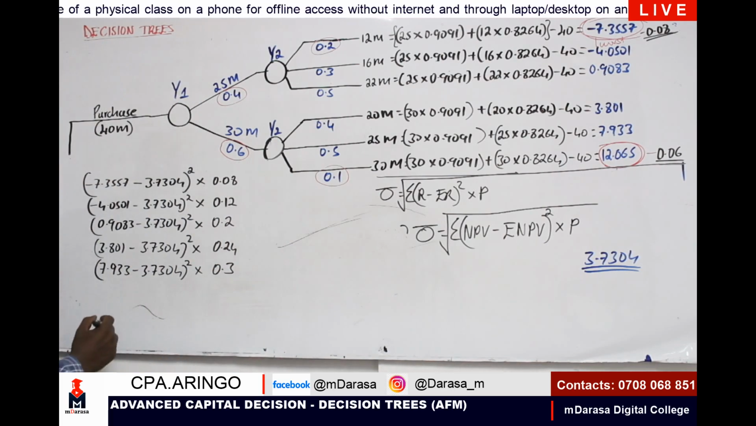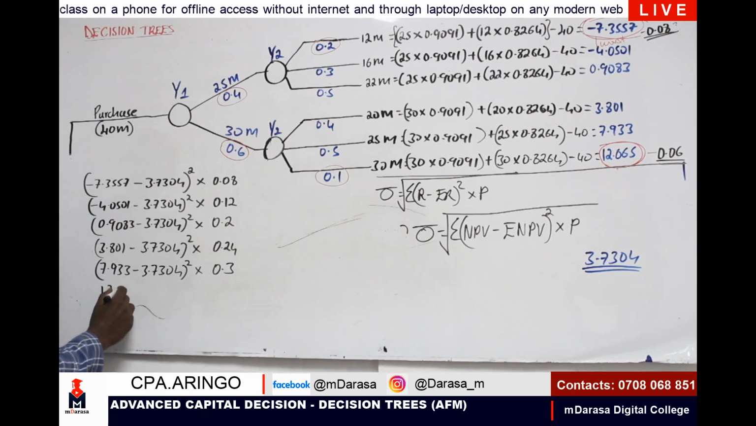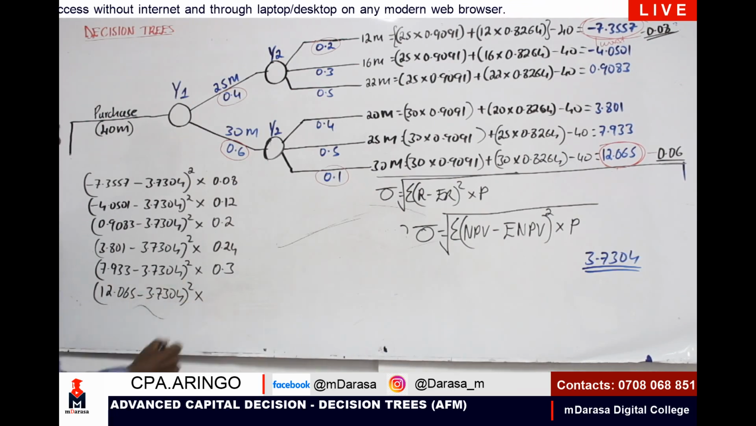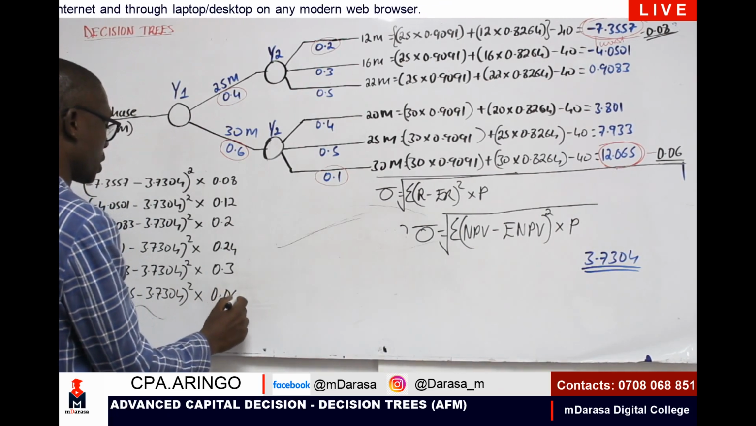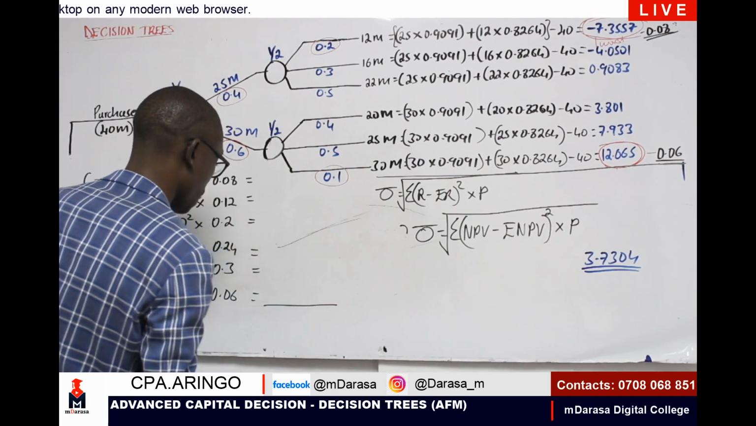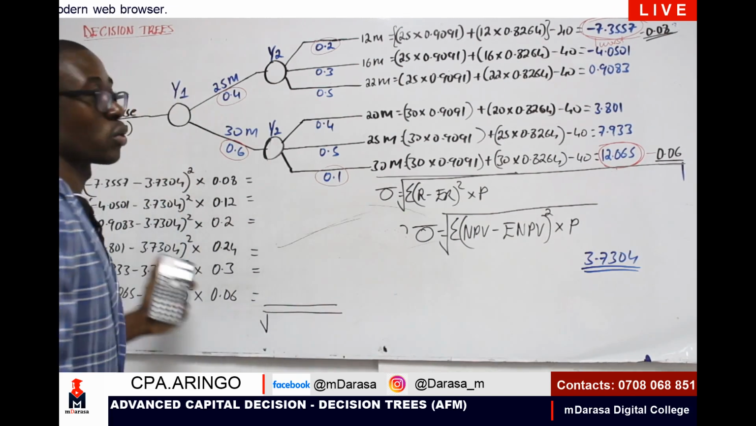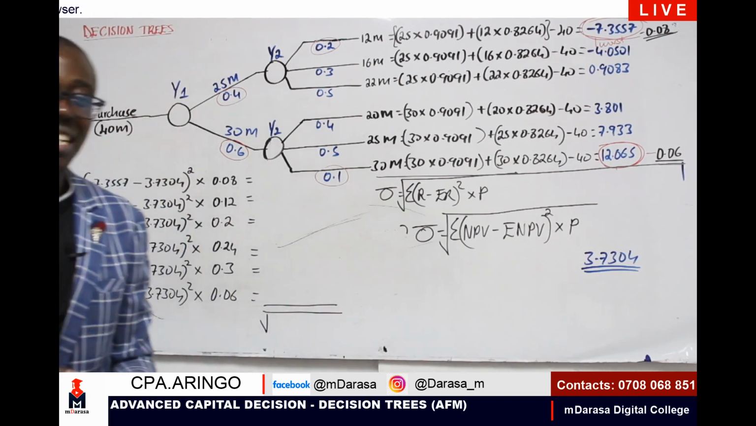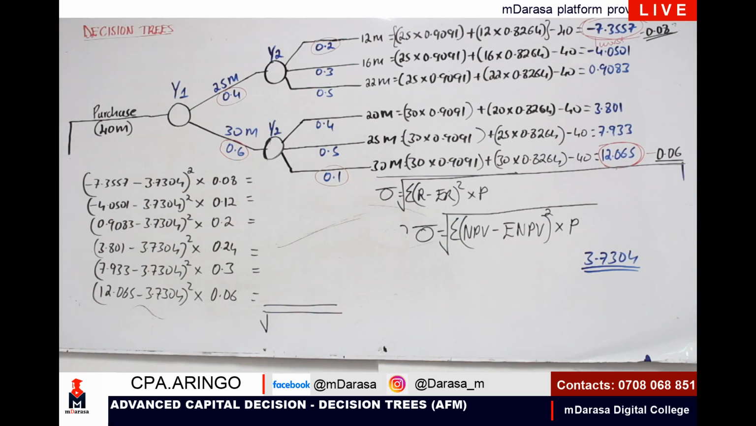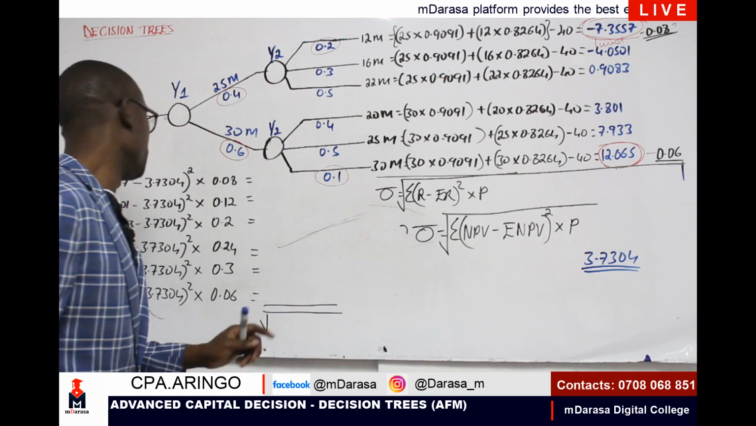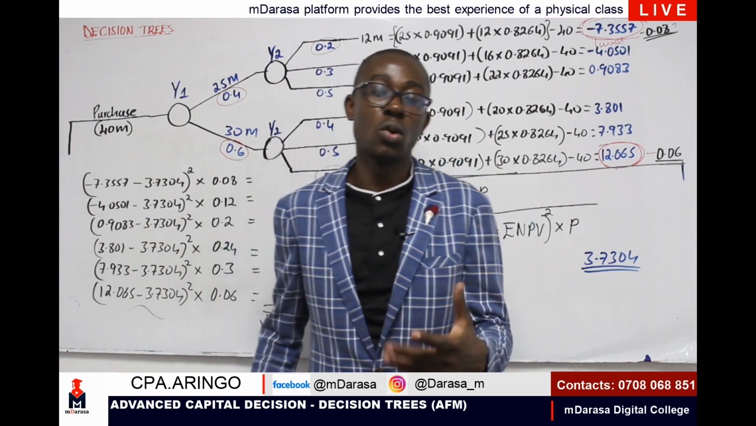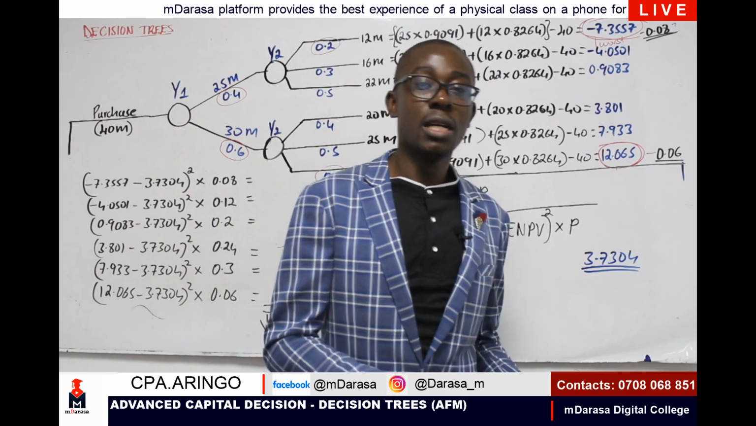Then lastly, I'm having 12.065 minus 3.7304. You square times joint probability 0.06, so that at the end of the day, my good students, determining the summation, whichever answer that you're going to have, you square root. That will give us our standard deviation, and that one Mwalimu will not do for us. I want you guys to take that chance and work it out on your own. Give me the standard deviation on that. So you'll find that in this case, we are done with that question, and also the concept of decision tree in regard to NPV.